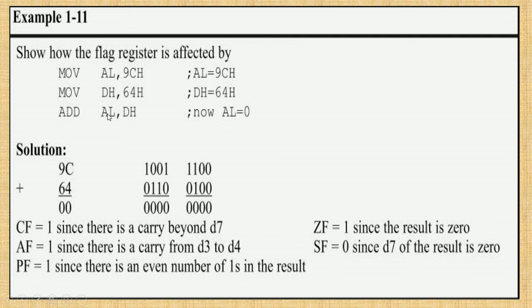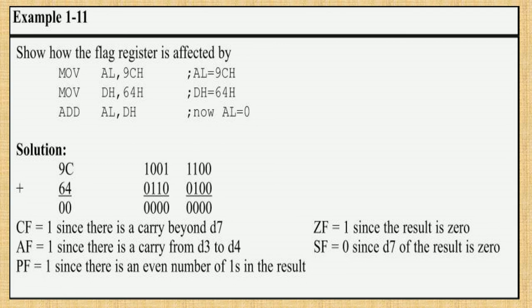Add the content of L with DH and place the sum in AL. Say 9C and 64. So we know that 12 plus 4, C is nothing but 12. 12 plus 4 is 16. What is the hexadecimal equivalent of 16?